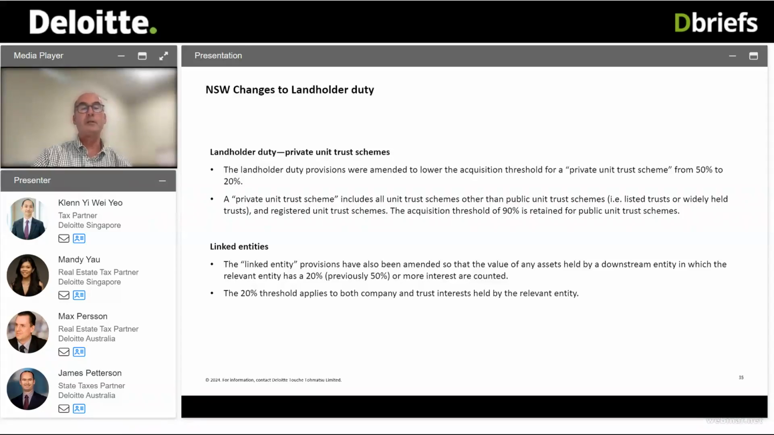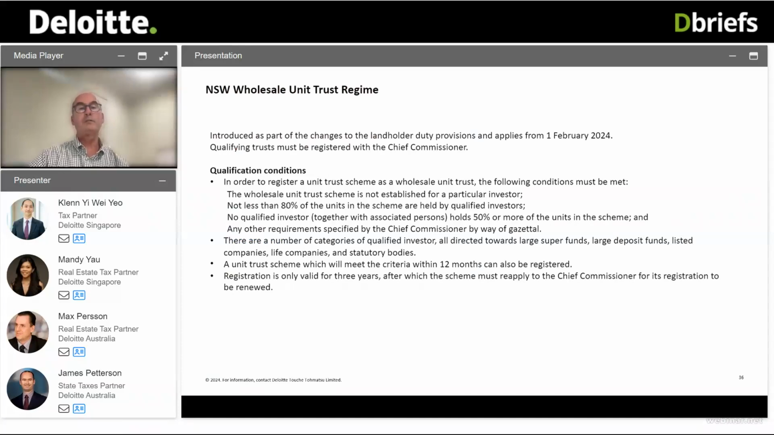And private unit trusts include all unit trusts other than listed unit trusts, widely held unit trusts, or registered wholesale unit trusts. And the linked entity provision was also amended to mean tracing now occurs through all entities in which a minimum 20% interest is held, rather than the 50% interest previously. Next slide, thank you. So the wholesale unit trust regime that was introduced also on 1 February when the changes to landholder and corporate reconstruction relief occurred.